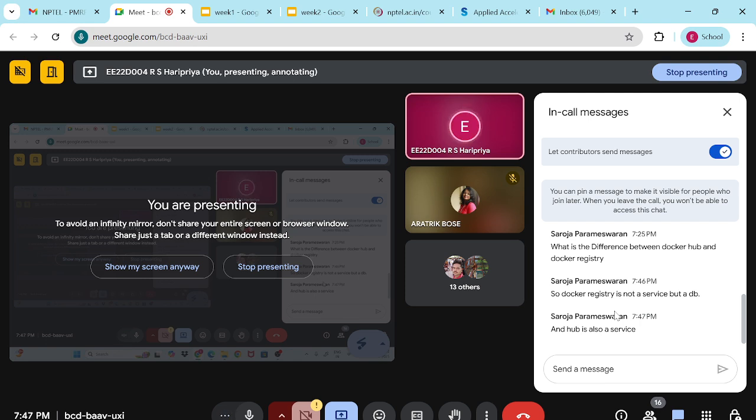But once I confirm, then we can discuss it in the next week's class. Actually, from my understanding, Docker Registry consists of public, which is Docker Hub, and private. So Docker Hub is a public Docker registry.